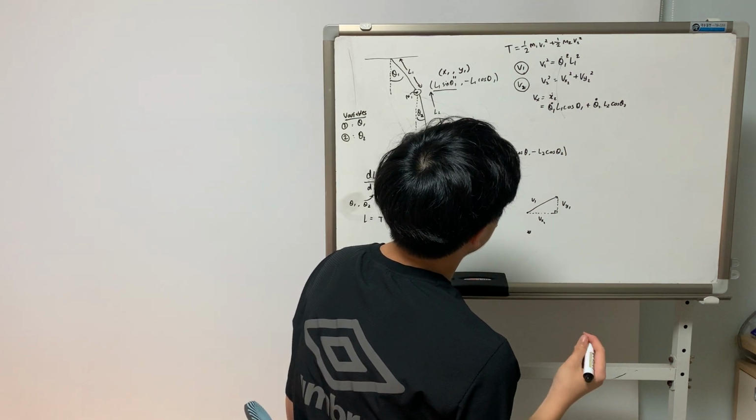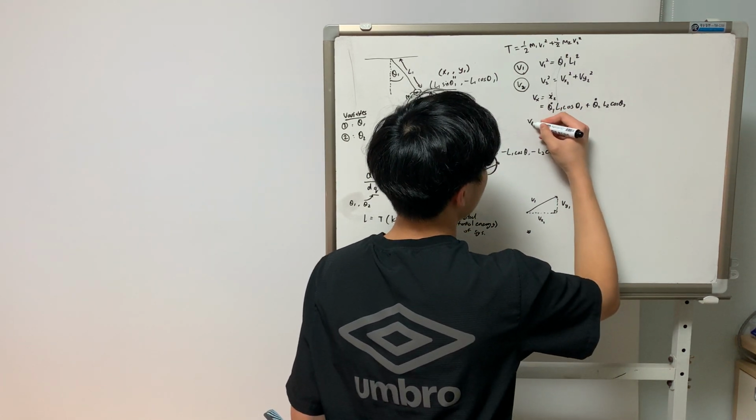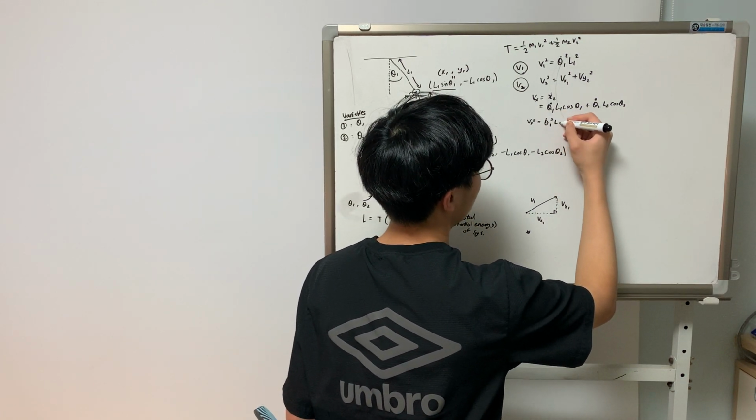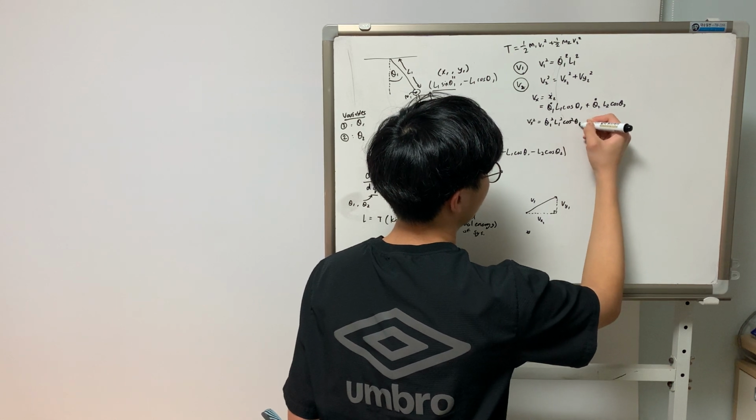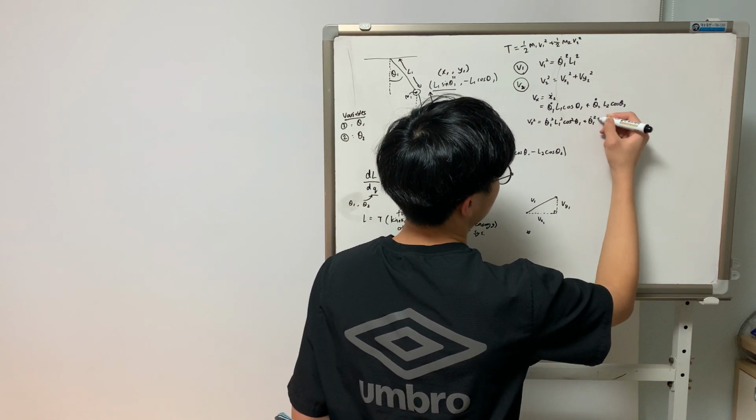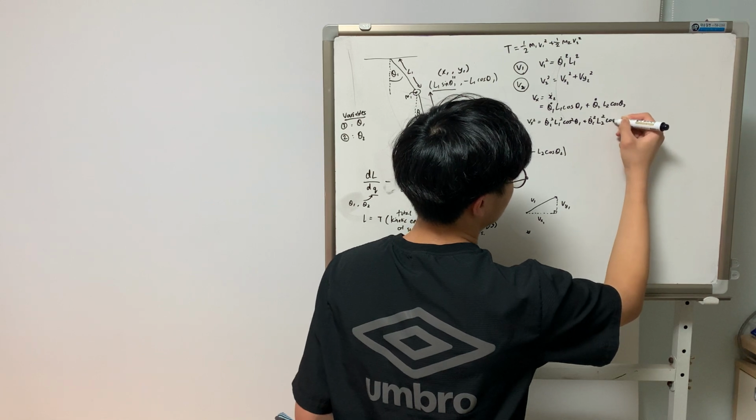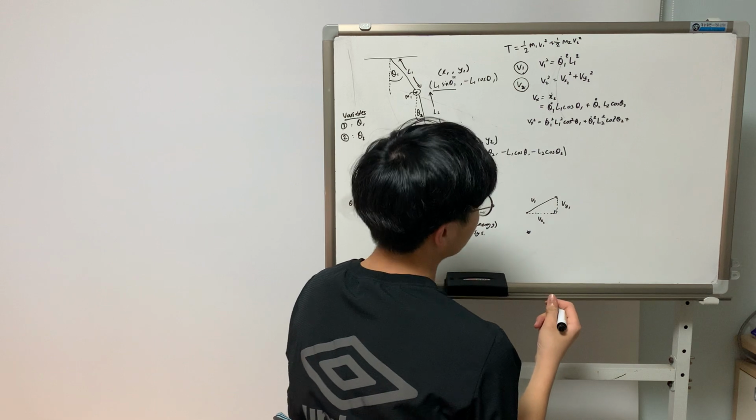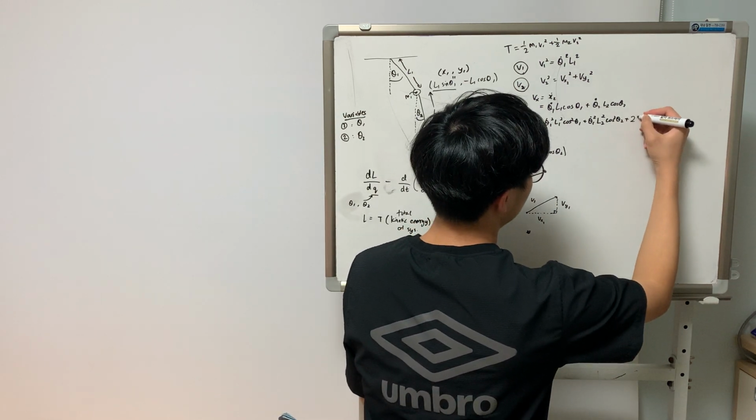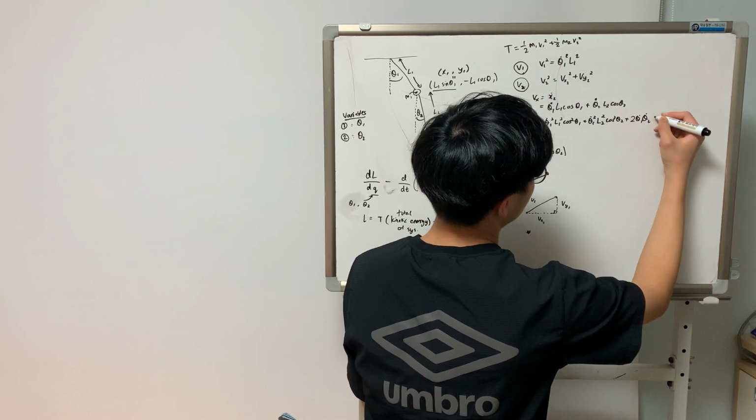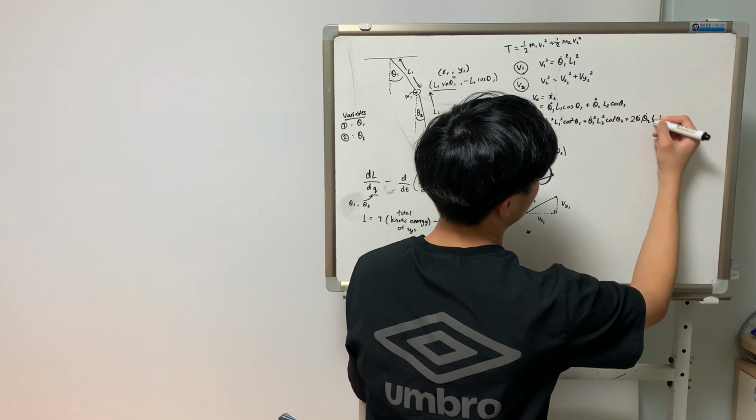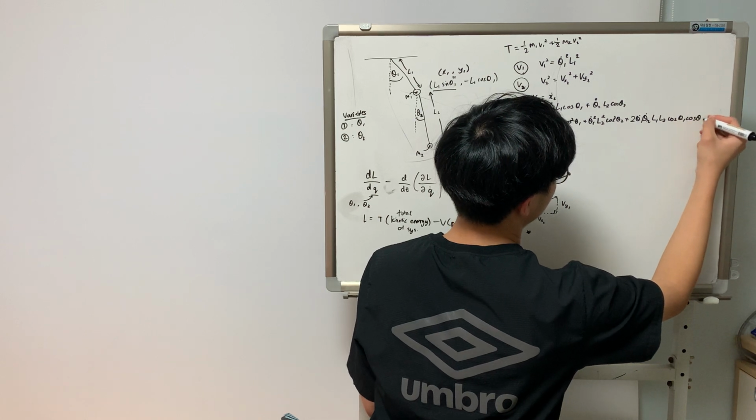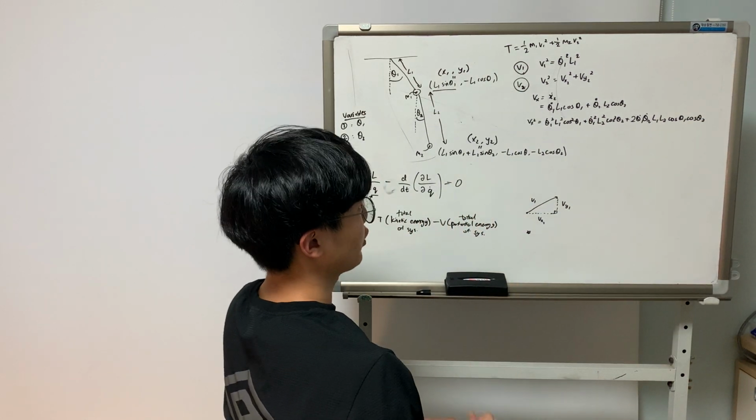And then Vx squared would be theta 1 dot squared L1 squared cosine squared theta 1 plus theta 2 dot squared L2 squared cosine squared theta 2. Now plus, we take the cross term and multiply it by 2. And so we get 2 theta 1 dot theta 2 dot L1 L2 cosine theta 1 cosine of theta 2. That's going to be our expression for Vx squared.